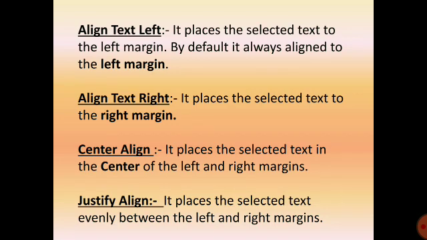Second is align text right. It places the selected text at the right margin. Means you are selecting the text and you are writing it at the right margin. For example, if you want to write the author's name or your name or date or your signature, then we are setting it to the right side. So we can align it to the right margin.